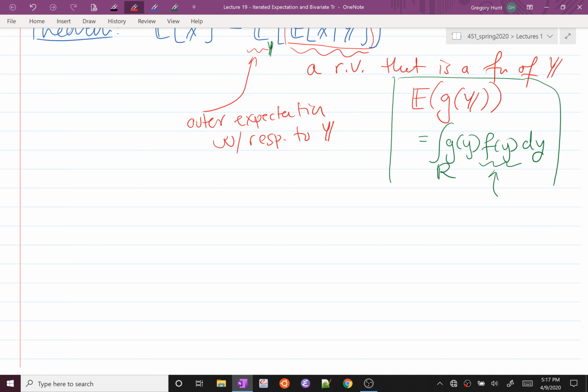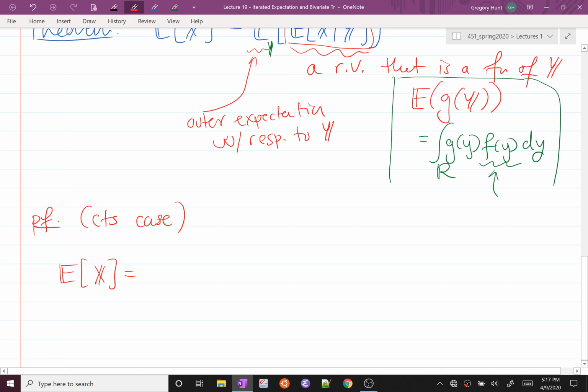So let's do a real quick proof of this theorem. And the proof of this theorem just uses some definitions. We're just going to prove this in the continuous case, although the discrete case is very similar. So in the continuous case, expected value of x is, of course, the integral of x times f of x dx.